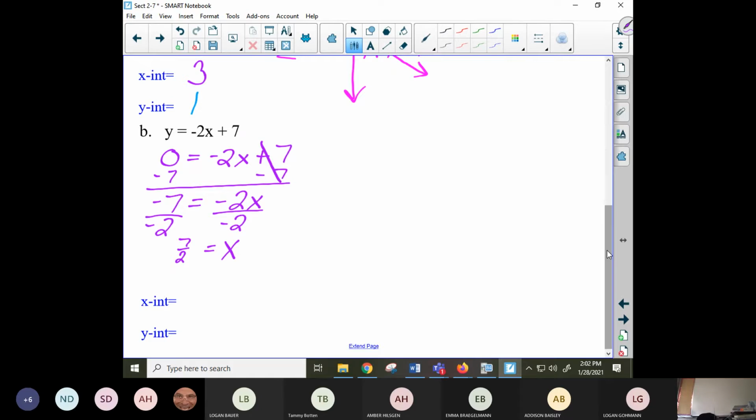That's reduced. It is improper, but it's reduced. 7/2 is also 3.5, which you could write like that, and it's also 3.5. You decide how you want to write that, but just so you know, all 3 of those are acceptable.